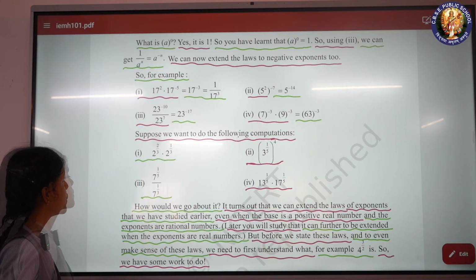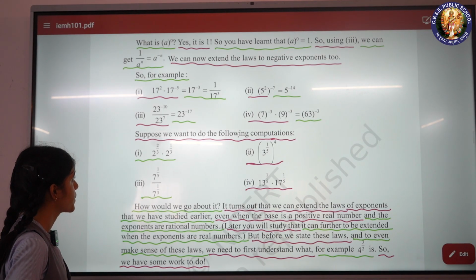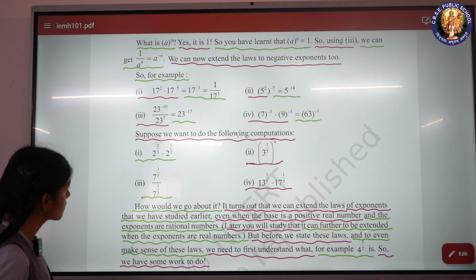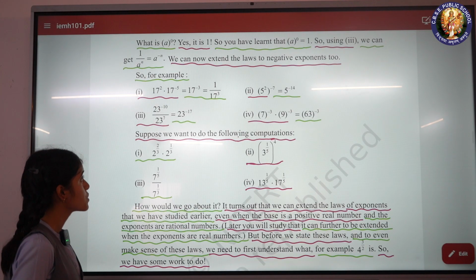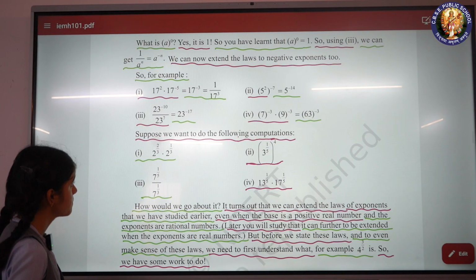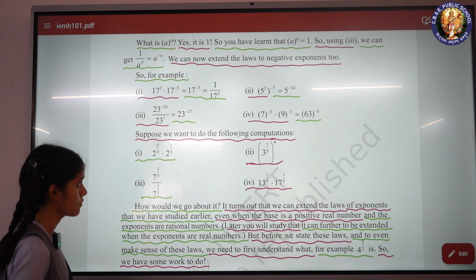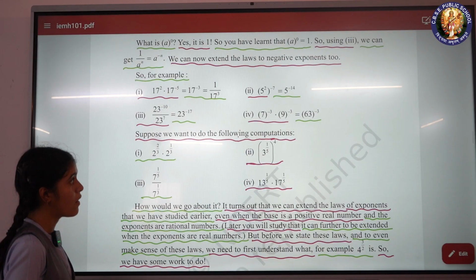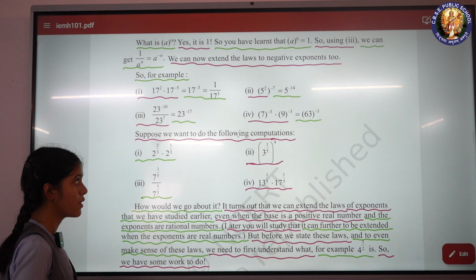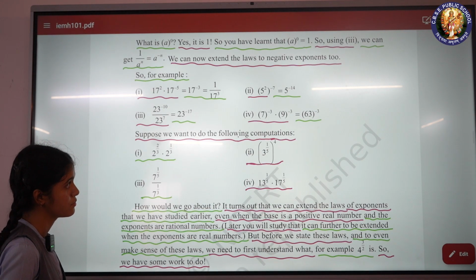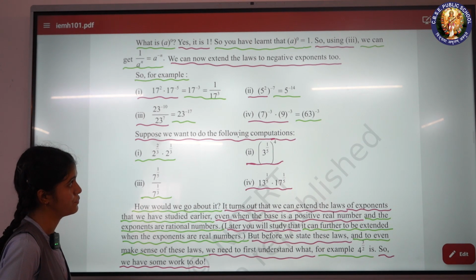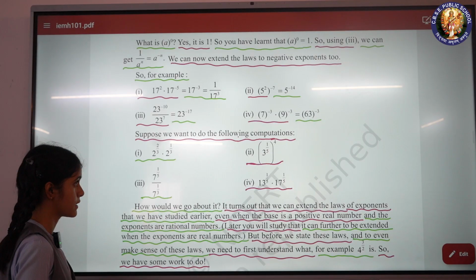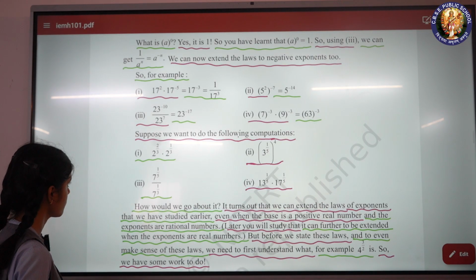Third, 23 to the power minus 10 by 23 to the power 7 is equal to 23 to the power minus 17. Fourth, 7 to the power minus 3 into 9 to the power minus 3 is equal to 63 to the whole power minus 3.